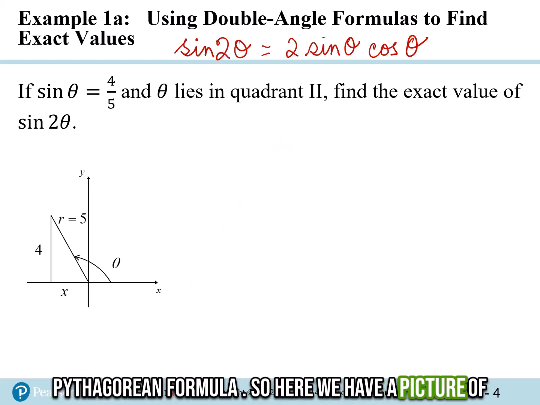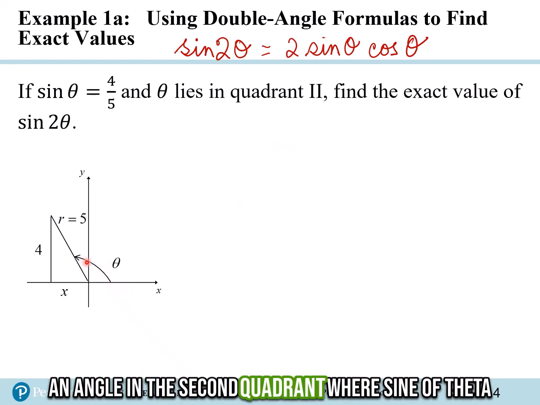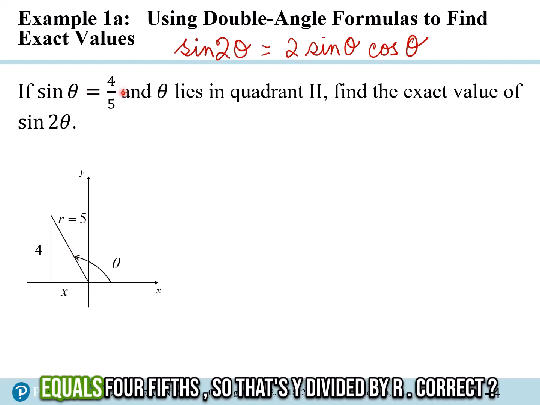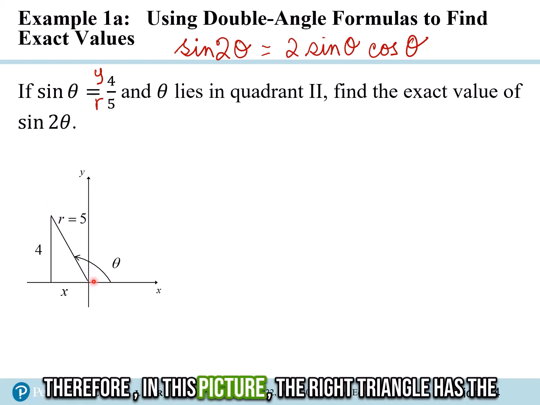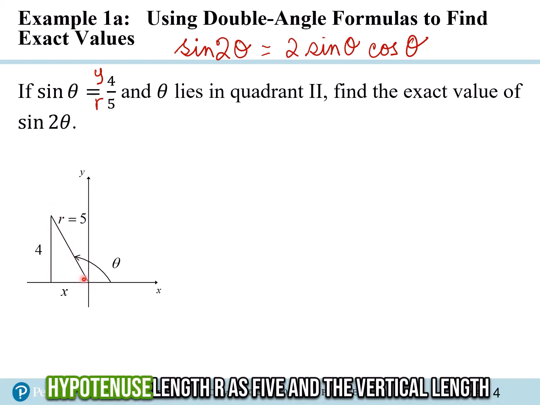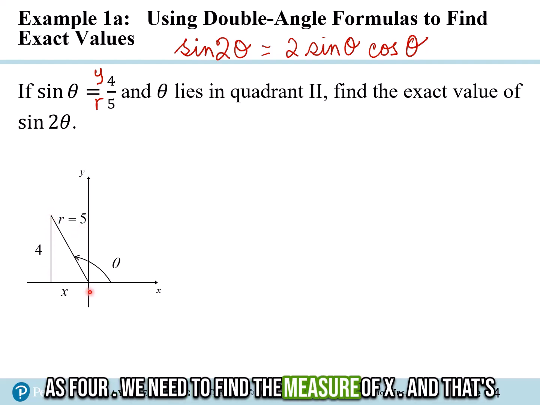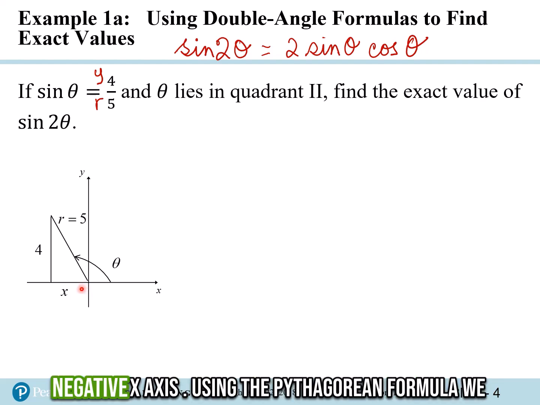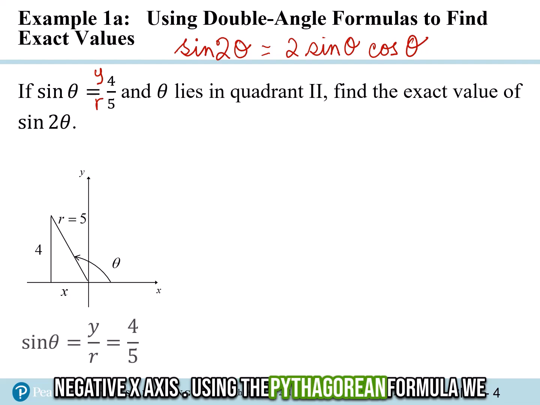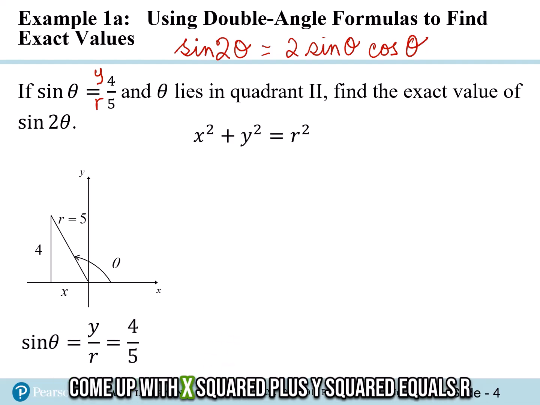So here we have a picture of an angle in the second quadrant where sine of theta equals 4/5. So that's y divided by r, correct? Y is the value of 4 and r has a value of 5. Therefore, in this picture, the right triangle has the hypotenuse length r as 5 and the vertical length as 4. We need to find the measure of x, and that's going to be a negative value because this is on the negative x-axis. Using the Pythagorean formula, we come up with x squared plus y squared equals r squared.